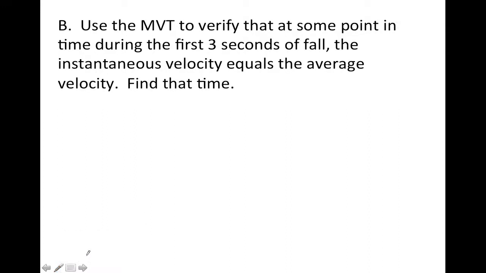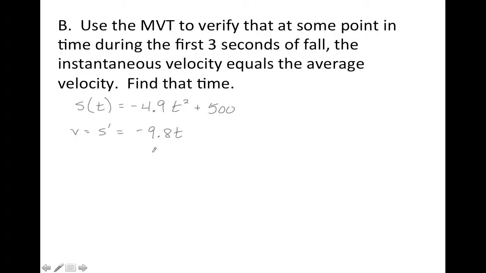All right, so what we're going to do now is use the mean value theorem to verify that at some point in time during the first 3 seconds of fall, the instantaneous velocity equals the average velocity. Well, we just calculated the average velocity. Remember what our position function was. This is what it was given to be. So if we calculate our velocity, remember our velocity is given by the derivative of the position function. That gives us negative 9.8t.